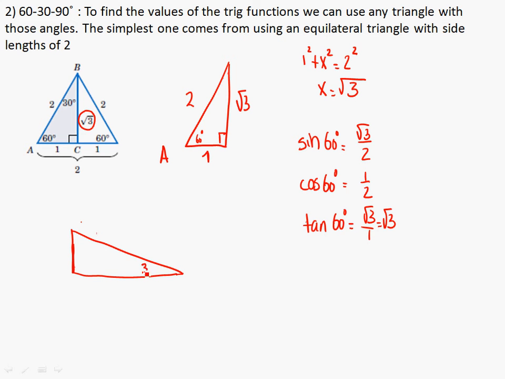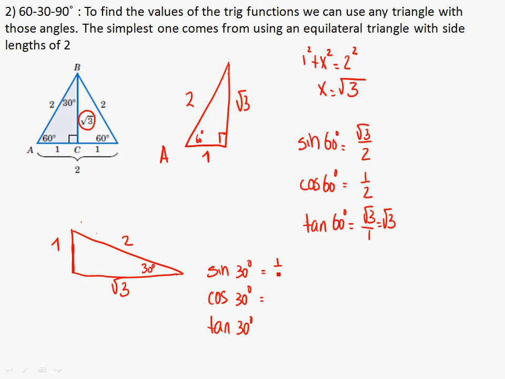Alright, so if that's your 30-degree angle, the 1 is now over here. This is still the square root of 3, and then this is 2. And then you can come up with the sine of a 30-degree angle, the cosine of a 30-degree angle, and the tangent of a 30-degree angle. So at 30 degrees, the sine would be 1 over 2.